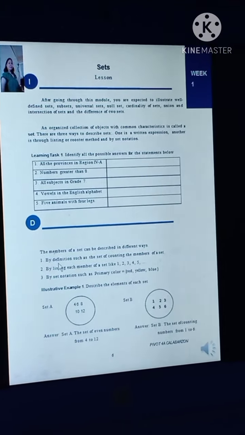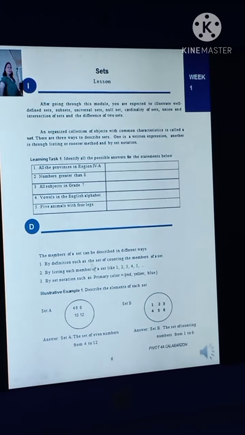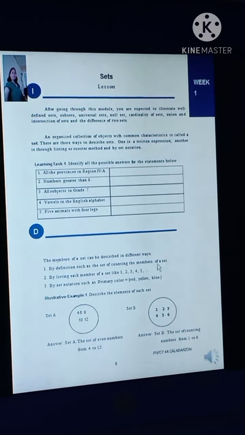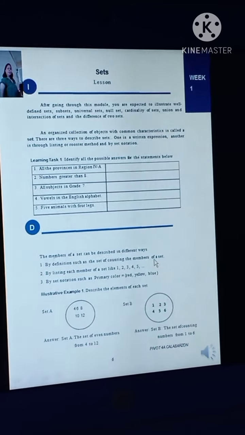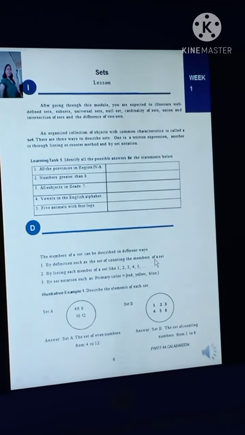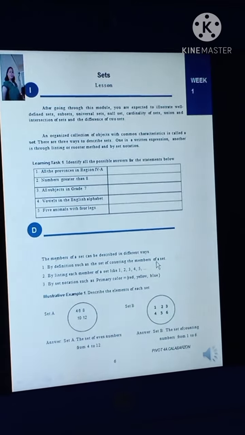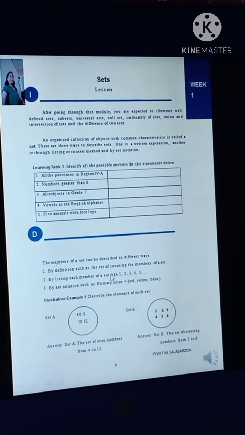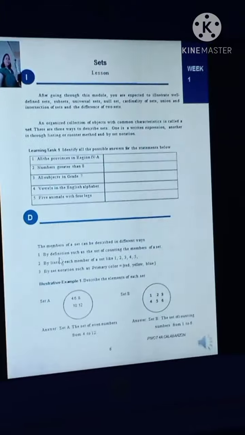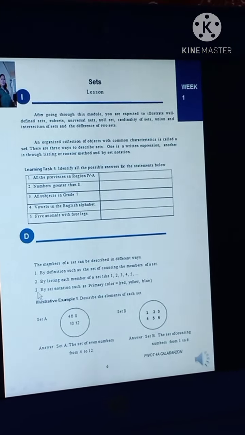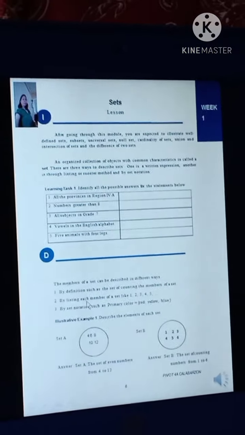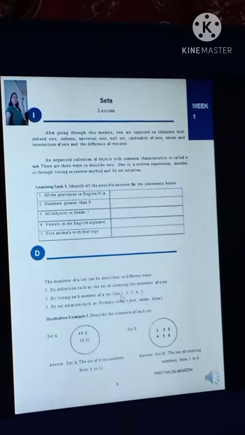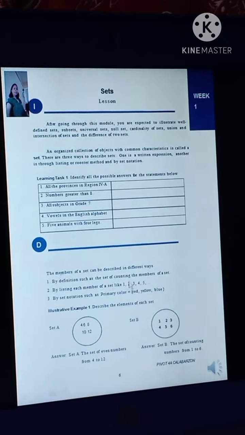Number 1, by definition, such as the set of counting numbers. So, meaning to say, by definition. Example, you will have the set of even numbers, or a group of people living in urban places. That is an example of definition. Next, number 2, by listing each member of a set, like 1, 2, 3, 4, 5. So, listing. You write or you list.